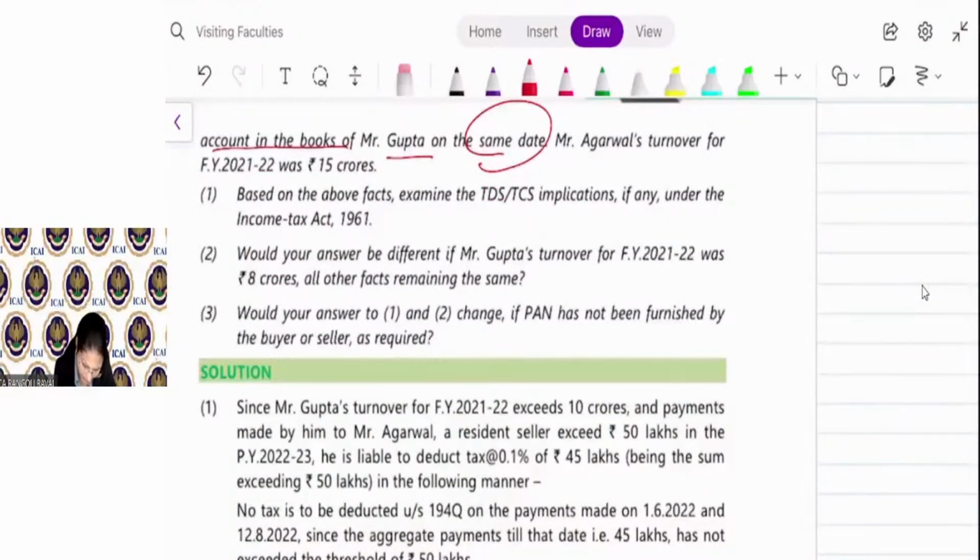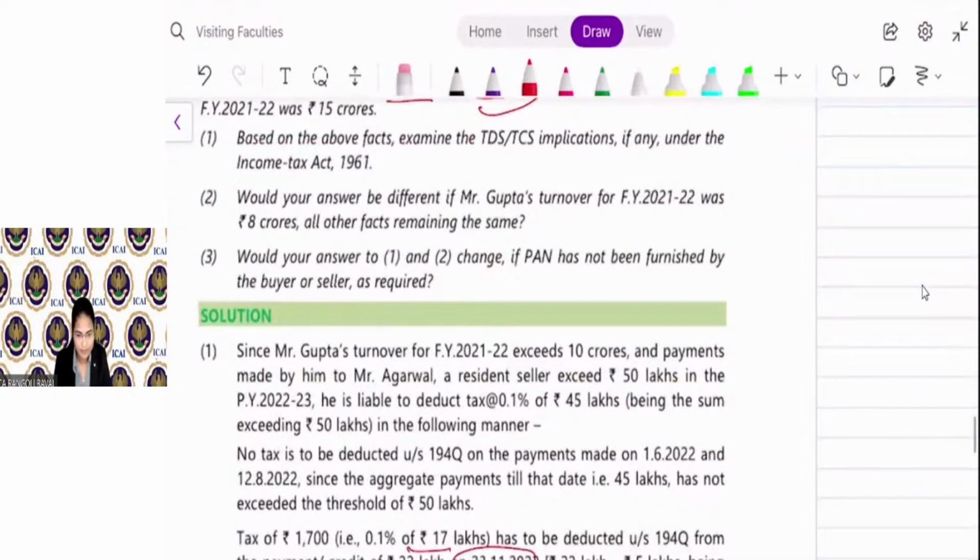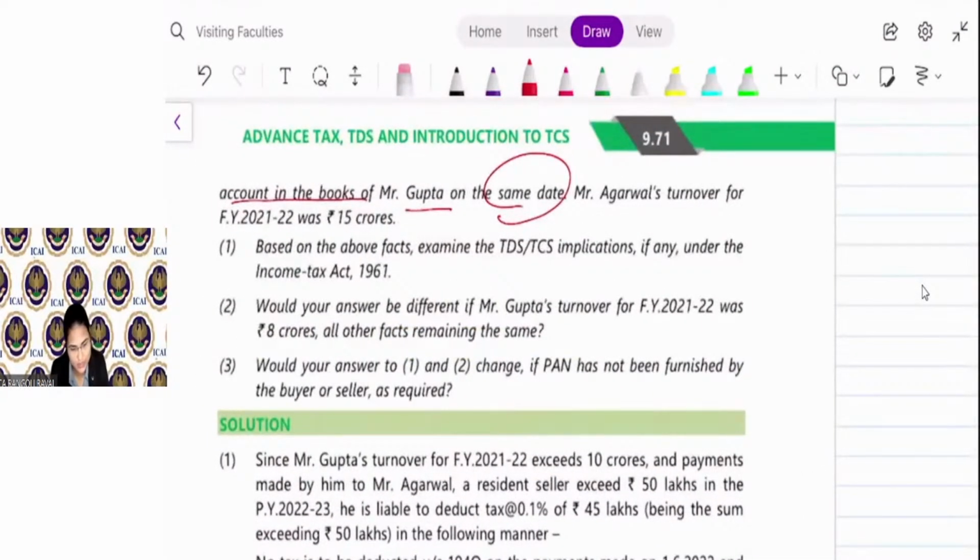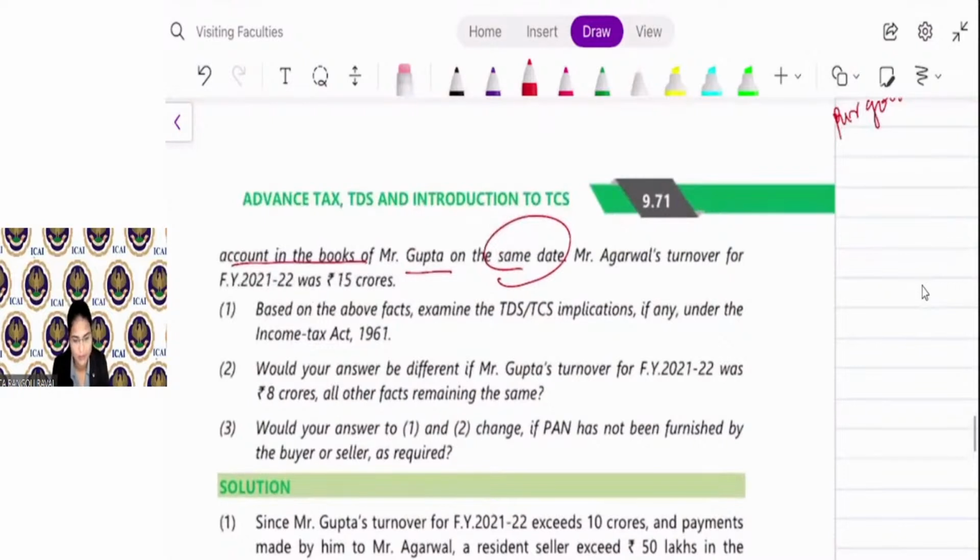On 17 lakh, the TDS is required to be deducted on 23 November. How come 17 lakh, when it was 22 lakh? Because 5 lakh 45 had already been counted. TCS is not charged here because the buyer has deducted TDS. So TCS is not required to be collected.